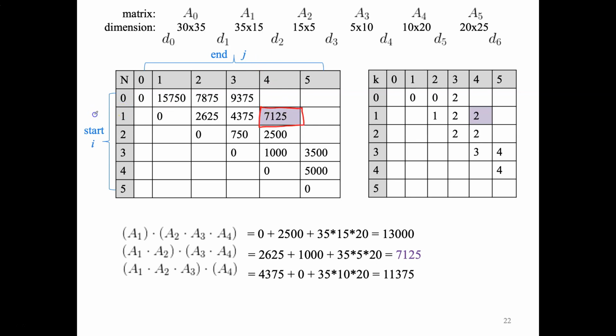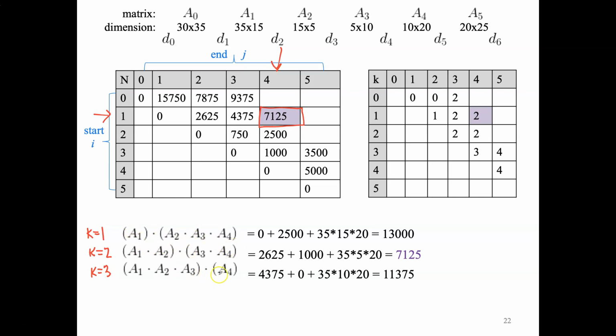So this is, we're starting at A sub 1 and we're going all the way up until A sub 4. So A sub 1 times A sub 2, A3, and A4. And now we've got 3 different ways where we could do this last multiplication. In this case, k is equal to 1. Here, k is equal to 2. And here, k is equal to 3. Which one should we do?